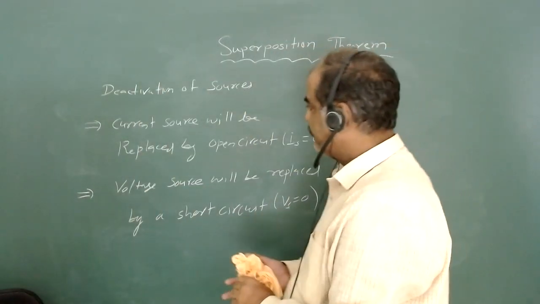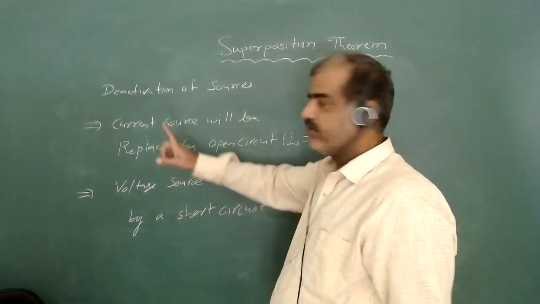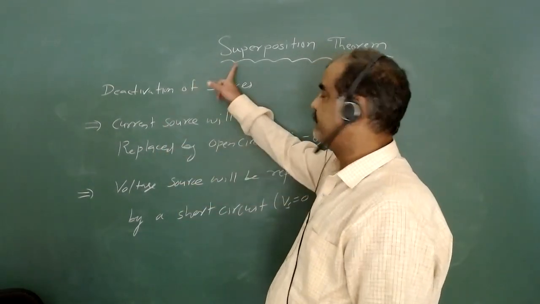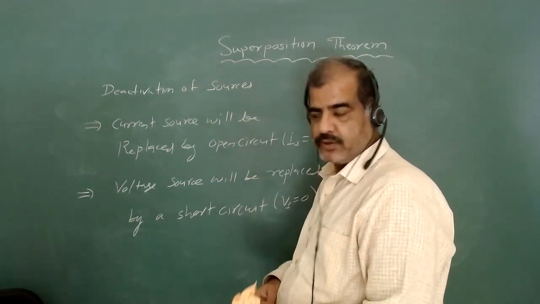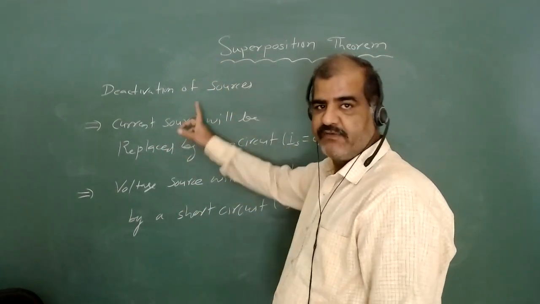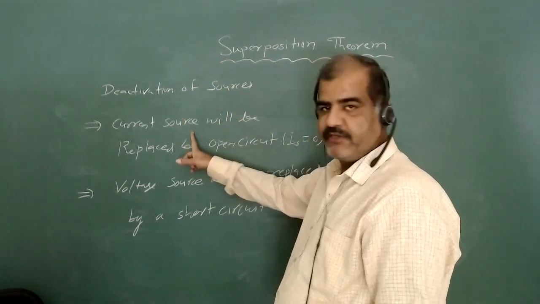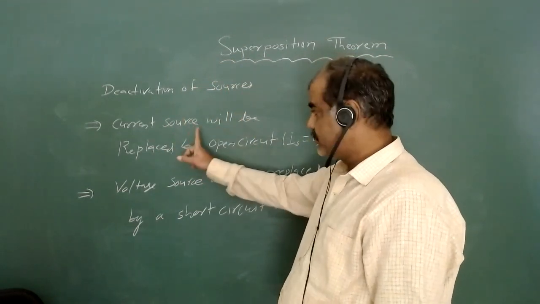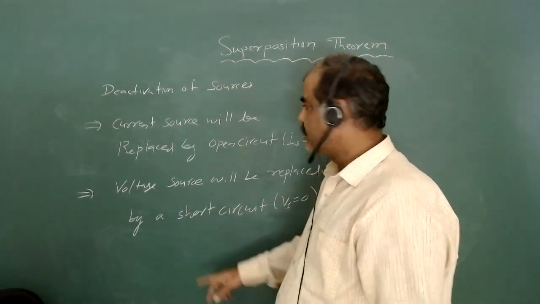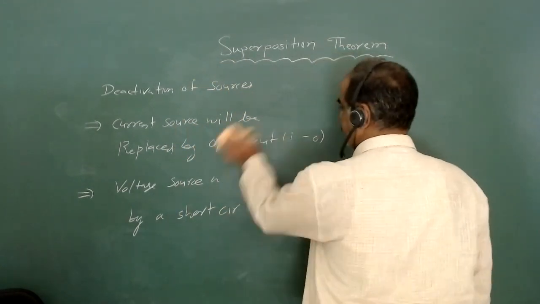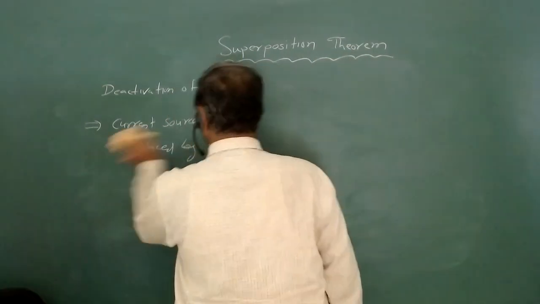Whenever we are calculating, we are seeing the effect of one source. In the superposition theorem, we'll take one source at a time, and when we are seeing the effect of that source, the other sources will be deactivated. If there are current sources, they will be replaced by an open circuit. If there are voltage sources, they will be replaced by a short circuit. So we will see some examples.